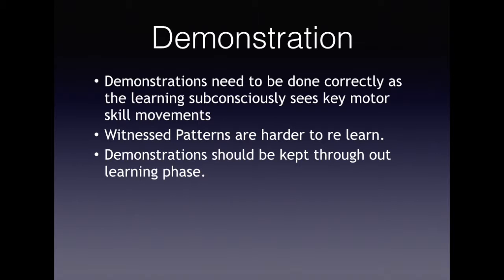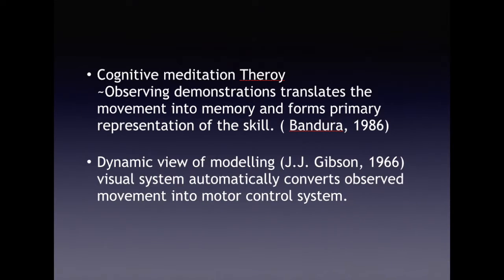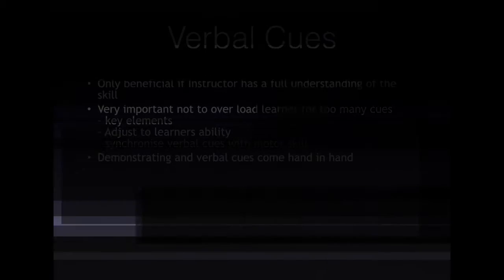Demonstrations need to be done correctly, as the learner subconsciously seeks key motor skill movements. Wrong patterns are harder to relearn. Demonstrations should be kept throughout the learning phase. Cognitive mediation theory is that observing demonstrations translates movement into memory and forms a primary representation of the skill. Dynamic view of modelling is that the visual system automatically converts observed movements into the motor control system.